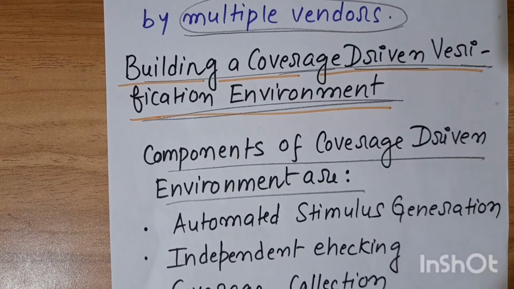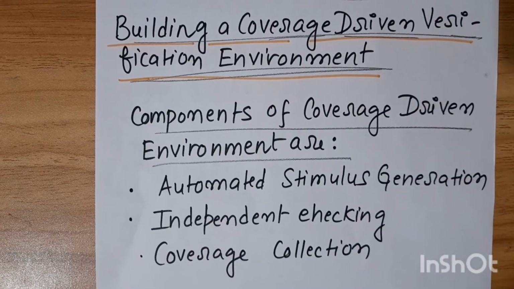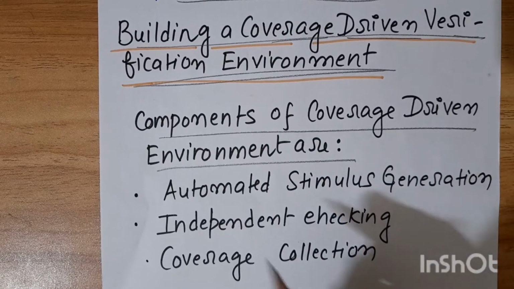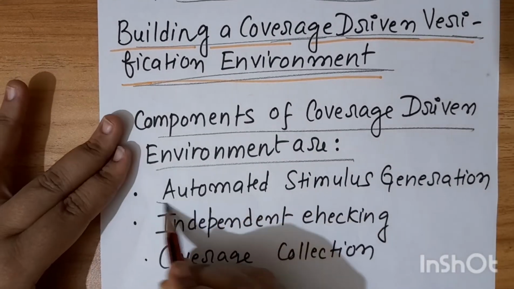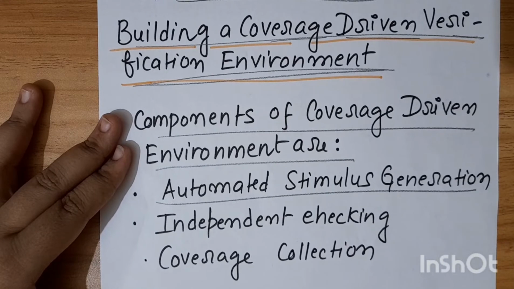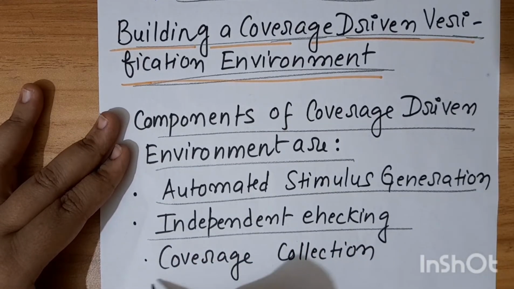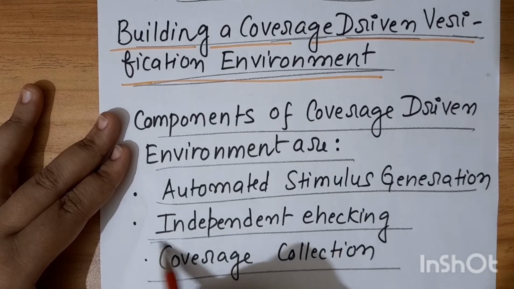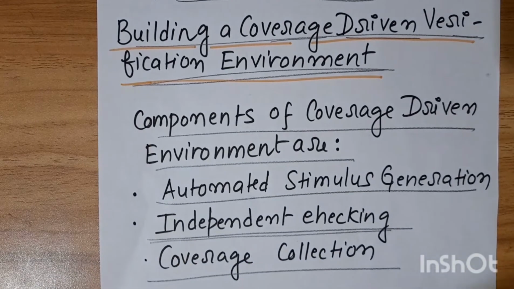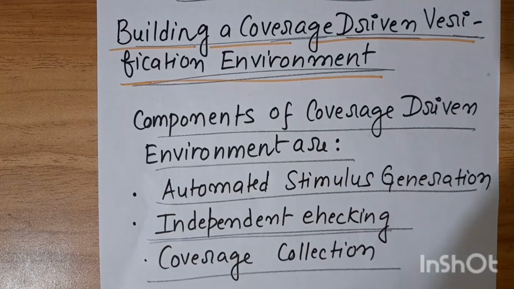And what are the components which are needed to build this coverage driven verification environment? Number one, automated stimulus generation. We have the provision of independent checking and coverage collection. Independent checking is that we are driving certain signals of the DUT. On the output part, we are sampling the signals and checking whether they are matching with the input or not.